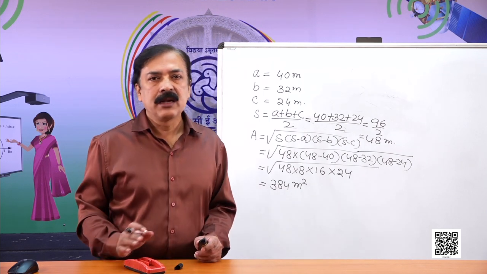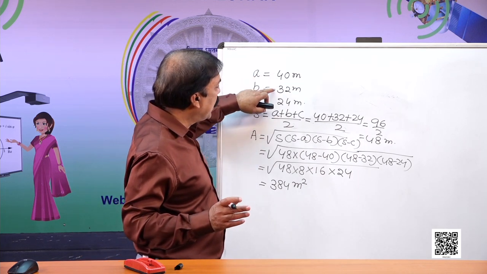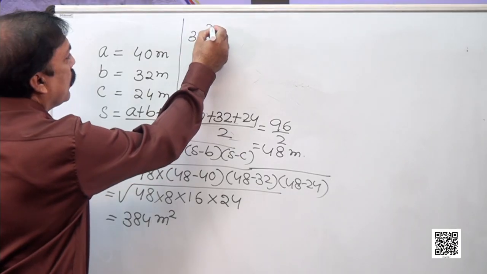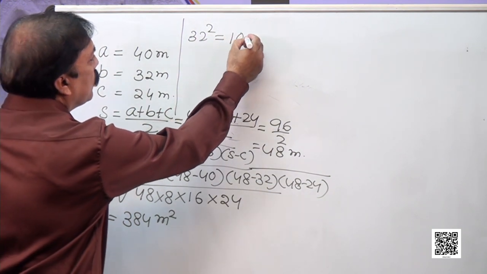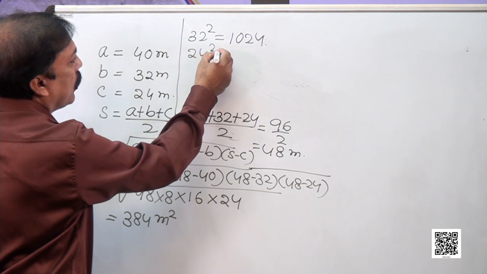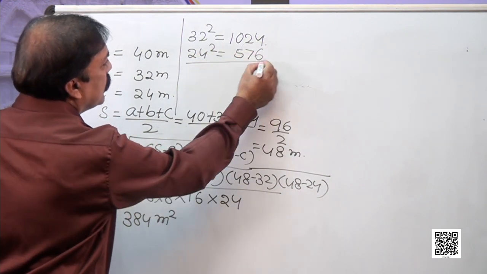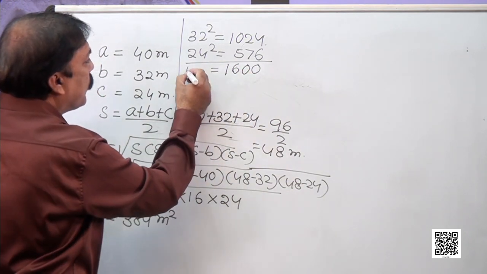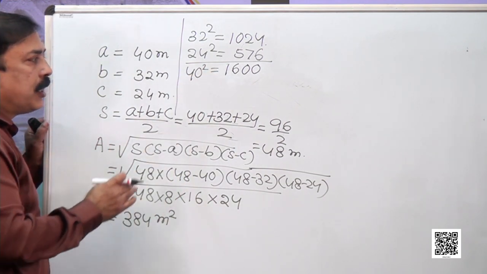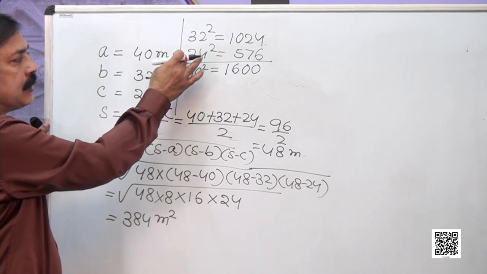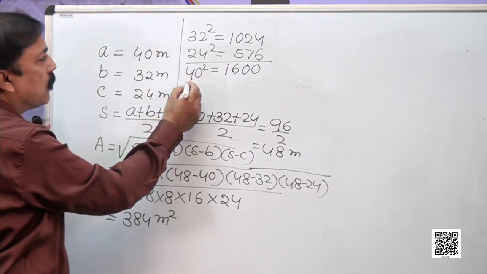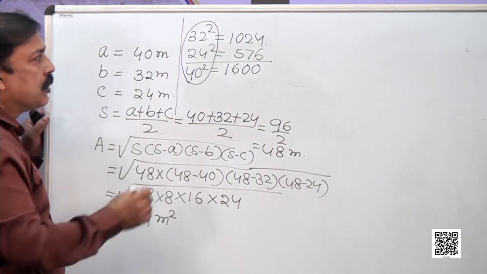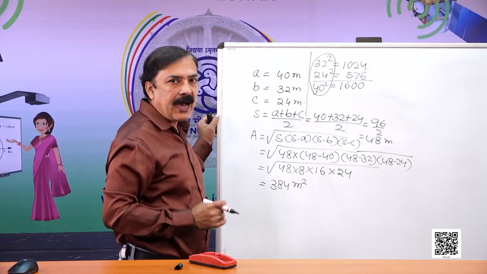If we look at these figures, that is 40, 32 and 24, we can say that 32 square is 1024 and 24 square is 576. If you add these two, this is 1600, which is same as 40 square. Here, sum of two squares is equal to the third square, so this constitutes a Pythagorean triplet. That means 40 is the hypotenuse and 32 and 24 are the height and base.